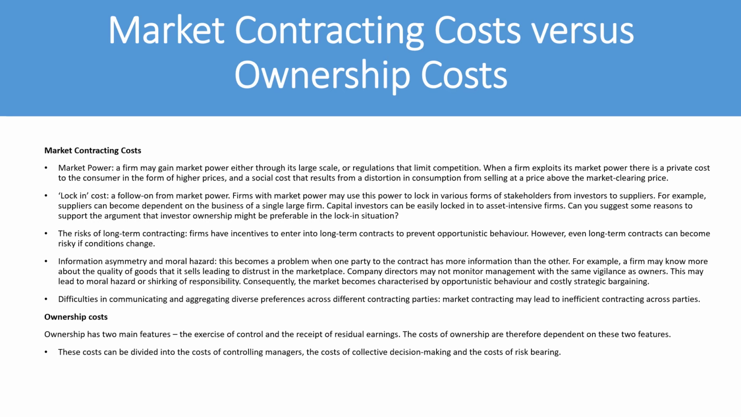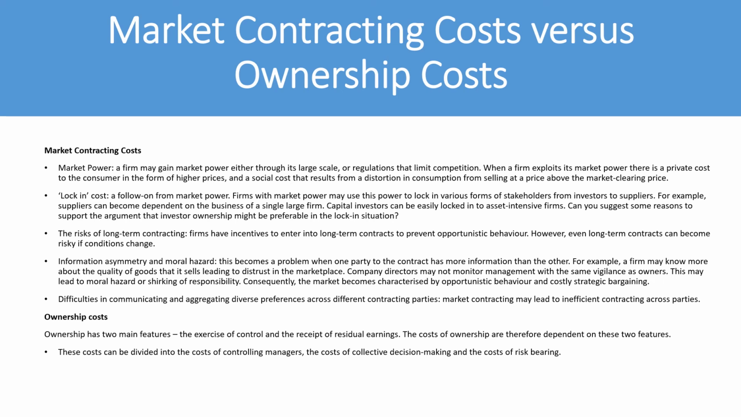information asymmetry and moral hazard. That becomes a problem when one party to the contract has more information than the other, and this is a cost when you're contracting in a market. And then difficulties communicating may also lead to inefficient contracting or an inefficient contracting process, which is also a market contracting cost.